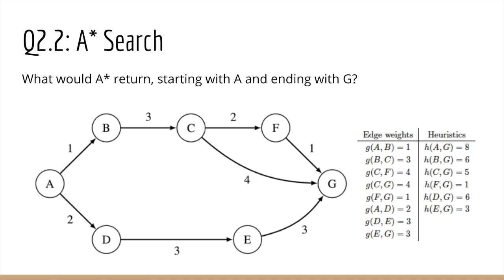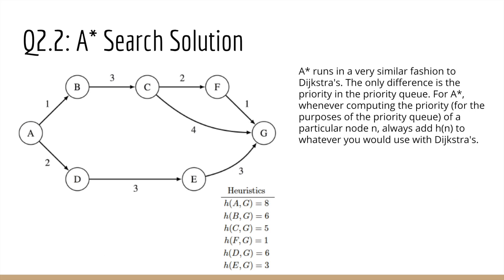In question 2.2, we're going to run A star on the same graph, starting from A and with G as a goal, which takes into account the heuristics defined for each edge. A star is essentially the same algorithm as Dijkstra's, except for A star, whenever we're computing the priority of a particular node, we always add h of n to whatever you would use with Dijkstra's.